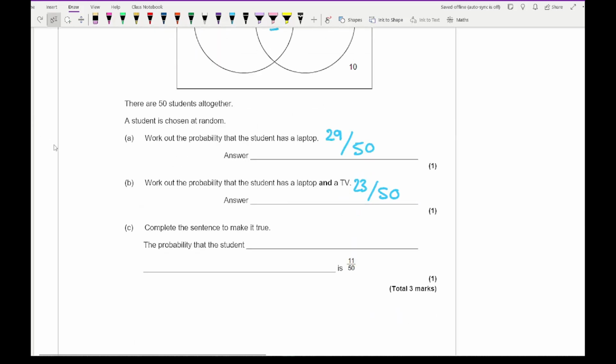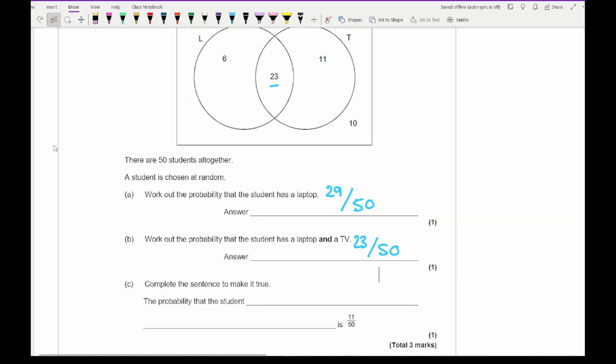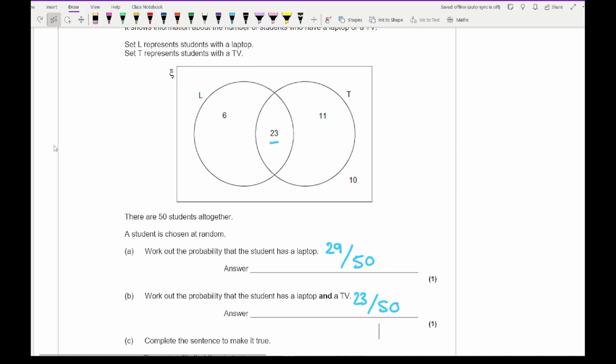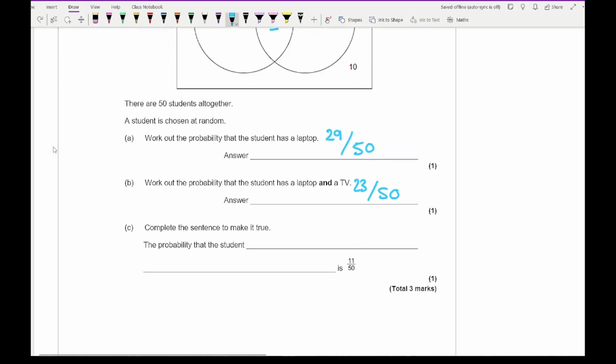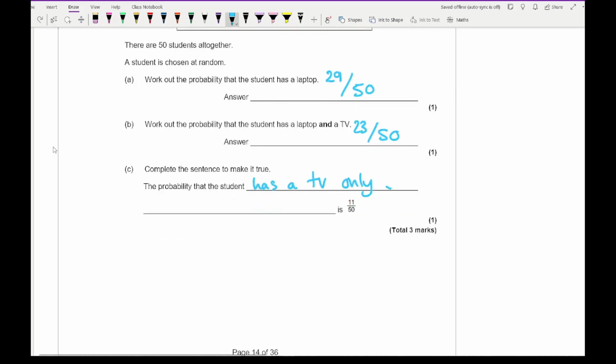Part C then says complete the sentence to make it true. The probability that a student has something is 11 over 50. Well, 11 represents people who've got a TV only. So the probability that a student has a TV only is 11 over 50.